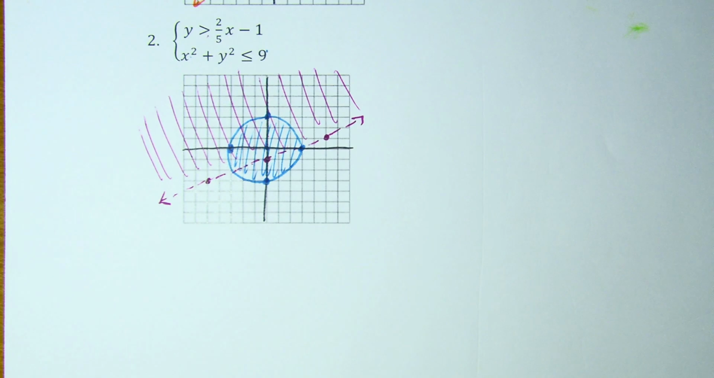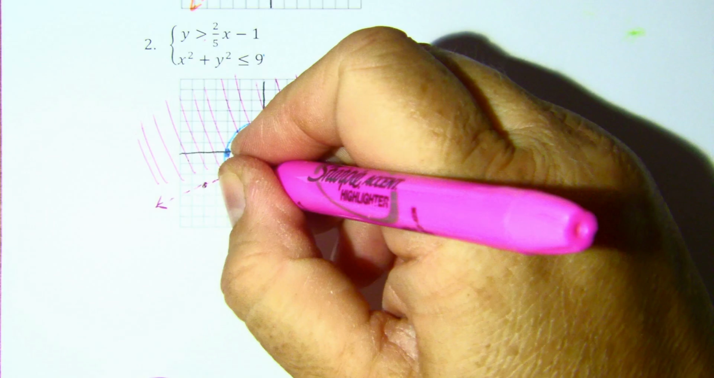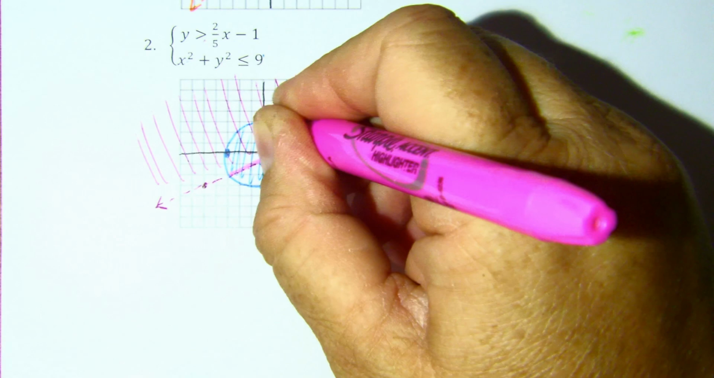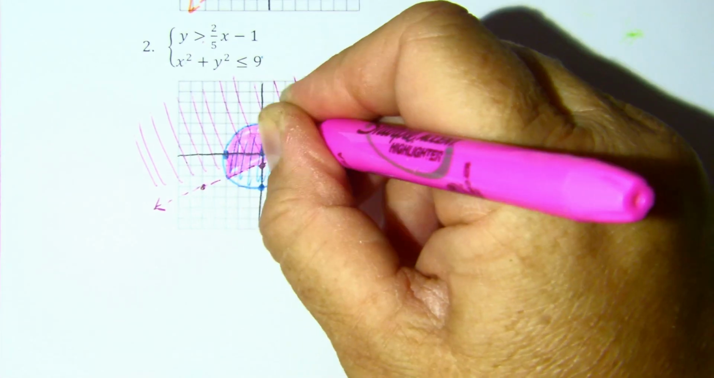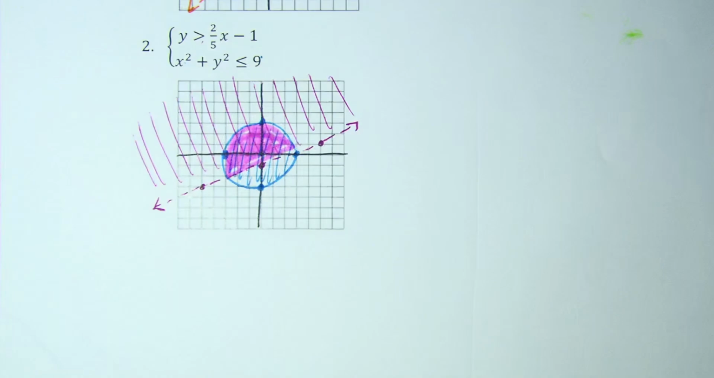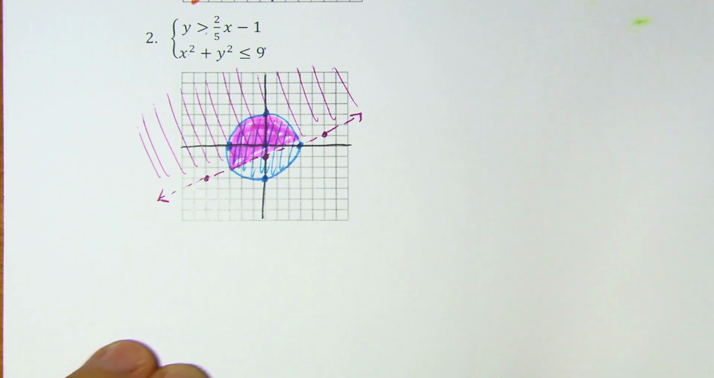And the overlapping part would be this space here. I like using highlighter to do the shading just because it makes it clear what the overlapping area is. We're going to do just a couple more.